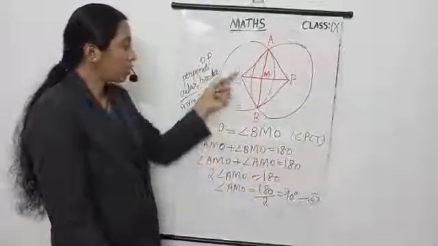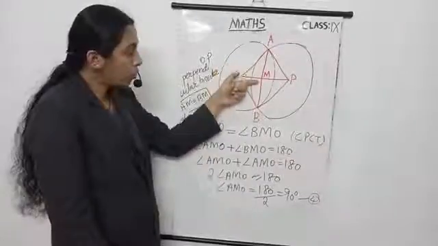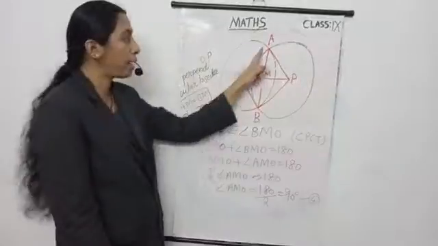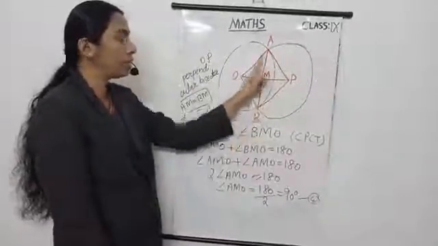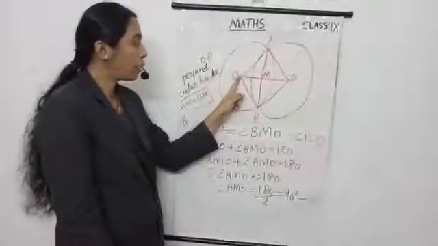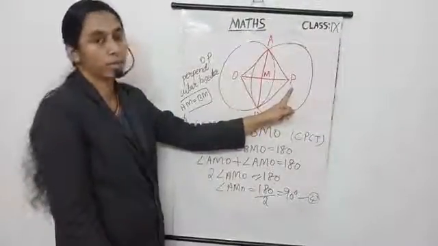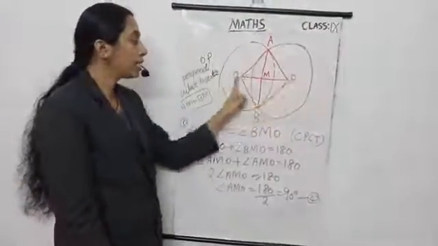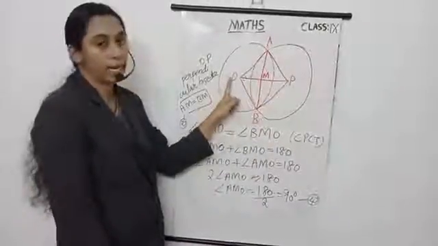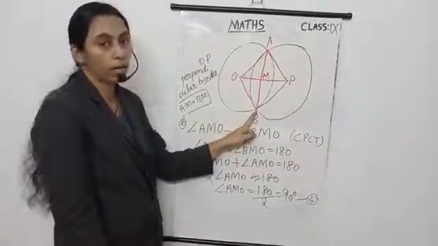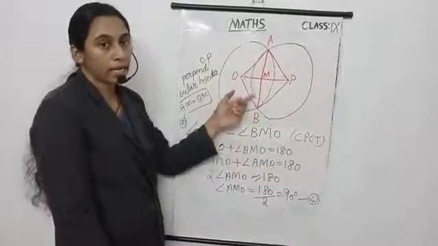Before that we found that AM equals BM. That means this OP is the perpendicular bisector of this chord AB. O is the center of the first circle and P is the center of the second circle. Then this line passes through these centers. This line is the perpendicular bisector of this one common chord. Hence the proof.